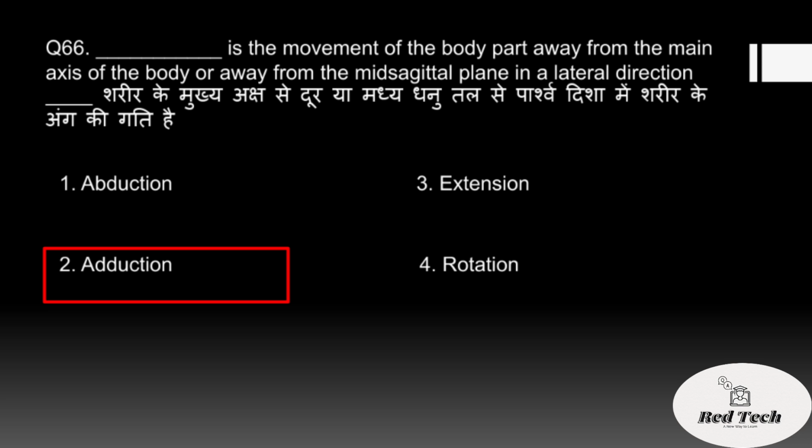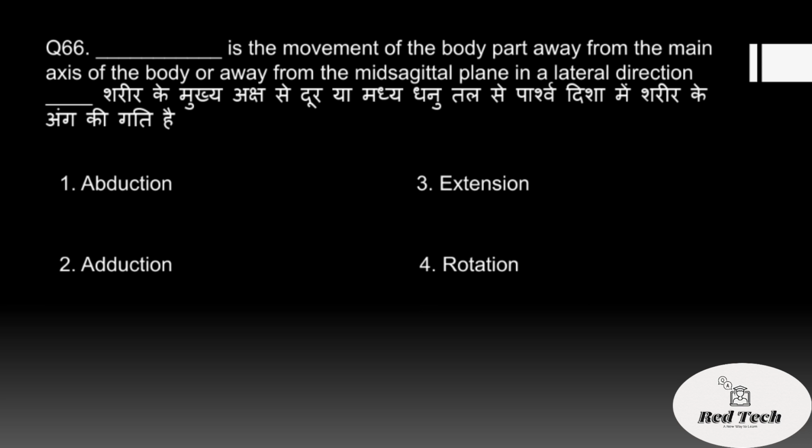Question number 66. What is the movement of the body part away from the main axis of the body, or away from the mid-sagittal plane, in a lateral direction? So you have to tell about the movement that takes our body parts away from the body, or the mid-sagittal plane, in a lateral direction. Option 1 is abduction, option 2 is adduction, option 3 is extension, and option 4 is rotation.